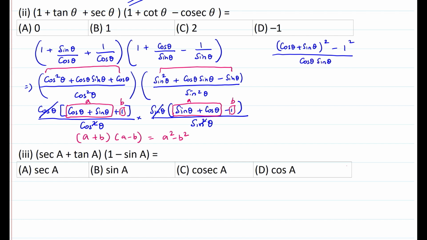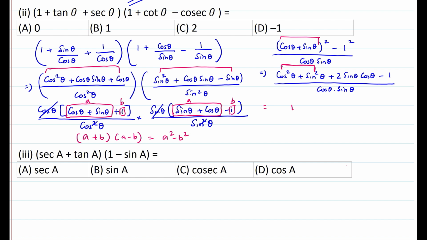cos theta sin theta. And the next step is we will expand this. So this one will be cos square theta plus sin square theta plus 2 sin theta cos theta minus 1, the whole thing divided by cos theta into sin theta. Cos square theta plus sin square theta is equal to what? This is a trigonometry identity. That one will become 1. Okay, so this one will become 1. I'll write in blue.